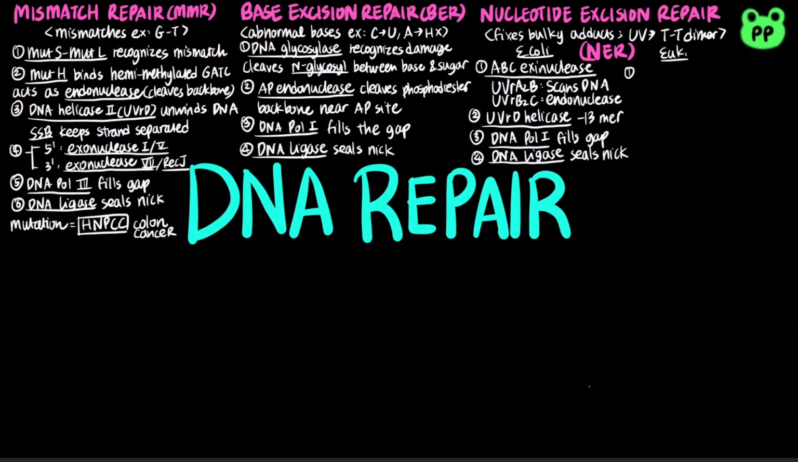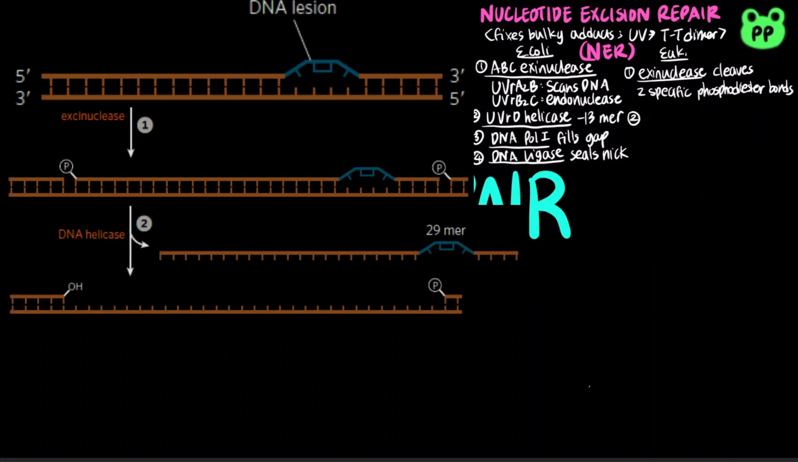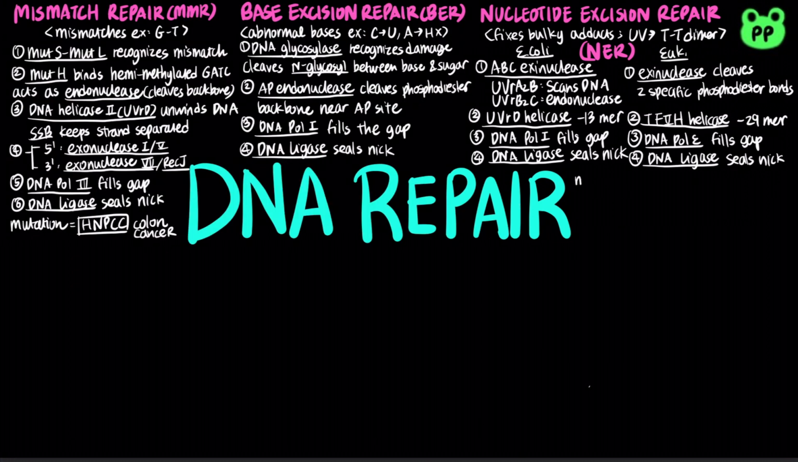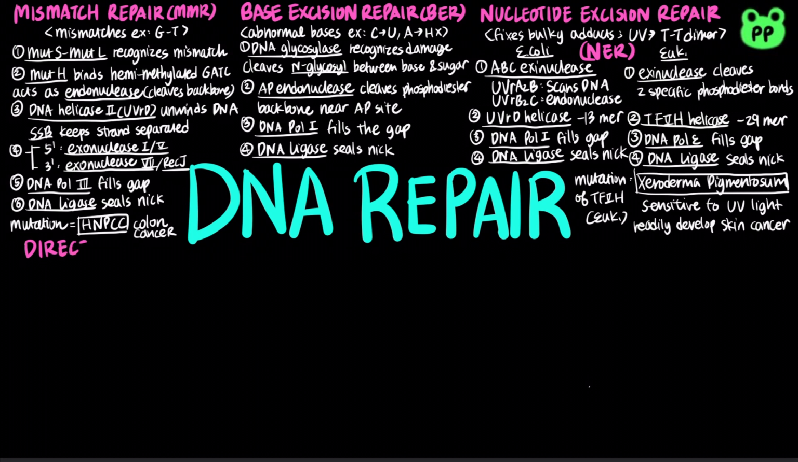Eukaryotic nucleotide excision repair is very similar to E. coli's nucleotide excision repair. First, excinuclease hydrolyzes 2 phosphodiester bonds on either side of the distortion. Then TFIIH helicase, which is the helicase involved in transcription, removes 29 nucleotide fragments. DNA polymerase epsilon fills the gap and DNA ligase seals the gap. Genetic defects that inactivate TFIIH helicase have been associated with xeroderma pigmentosum, which causes extreme sensitivity to light and readily develops sun-induced skin cancers.